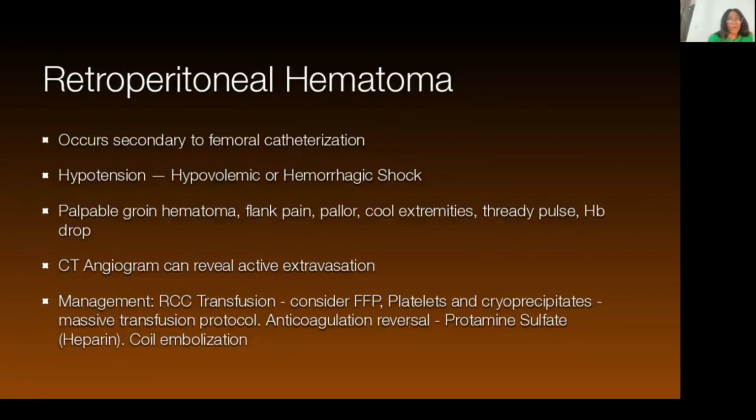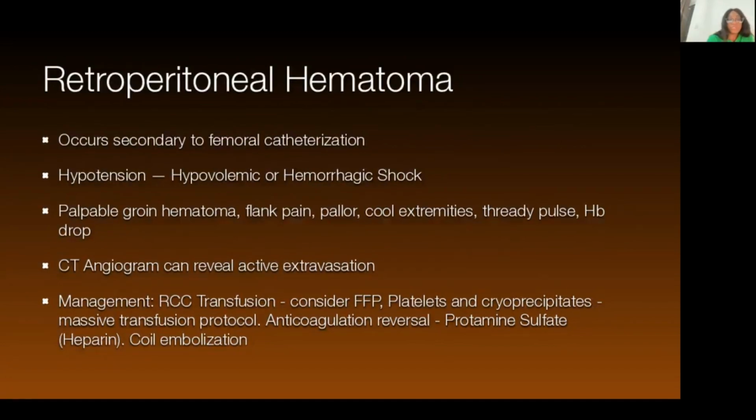If they're in shock already, you would notice that they are pale, they have cold extremities, the pulse is thready, there might be a hemoglobin drop as well. A CT angiogram would reveal the site of the extravasation, the site of the leak. You want to initiate a massive transfusion protocol in this case, and if the patient is on any anticoagulation, if they're on heparin, you want to do a reversal.